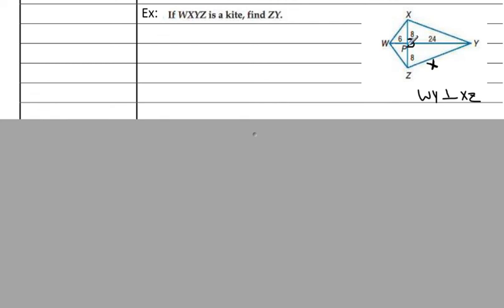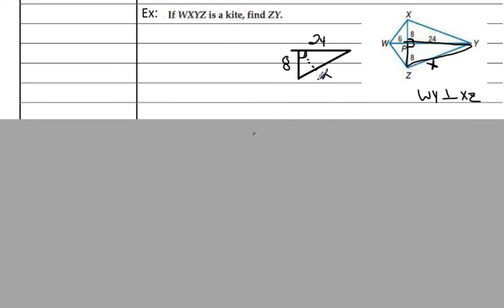So you'll notice, and this is going to be pretty much the biggest thing that you'll be tested on with a kite, you'll notice you've got a right triangle here. And what they've given you on this right triangle is that PY is 24 and PZ is 8, and you're looking for the hypotenuse of a right triangle.